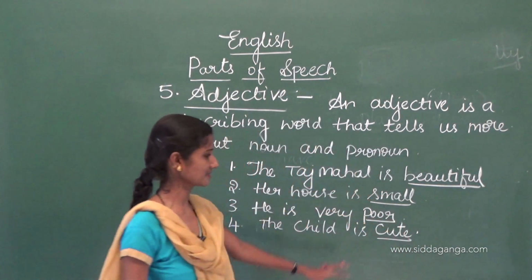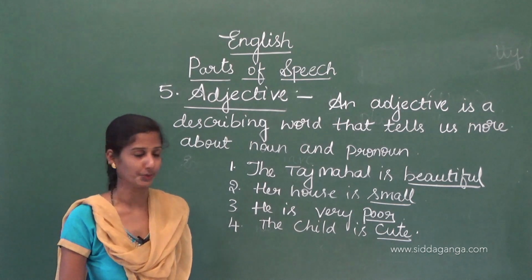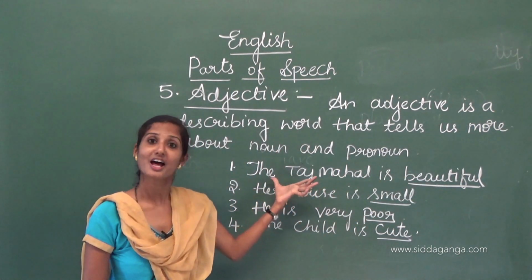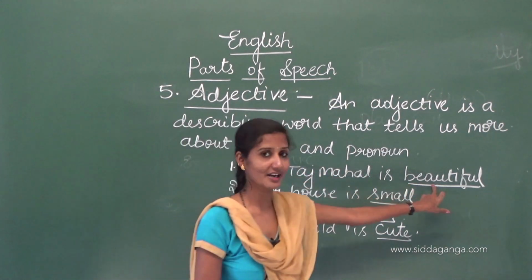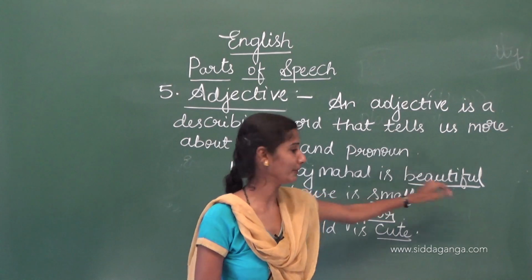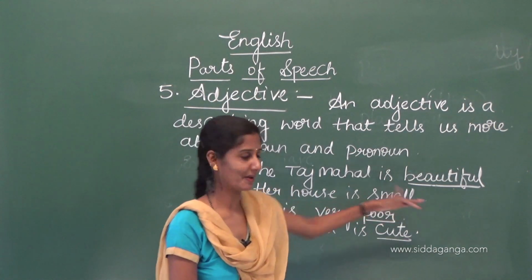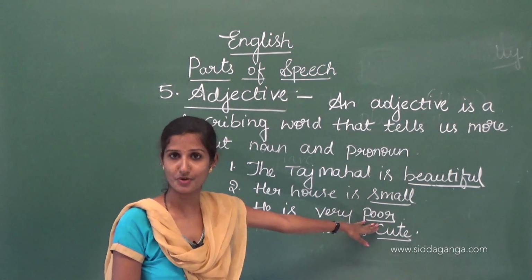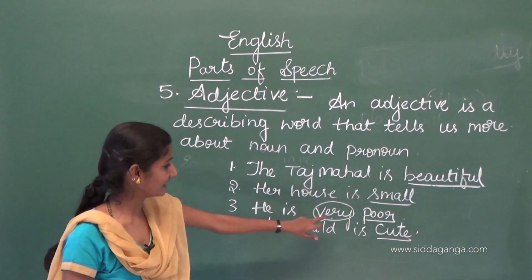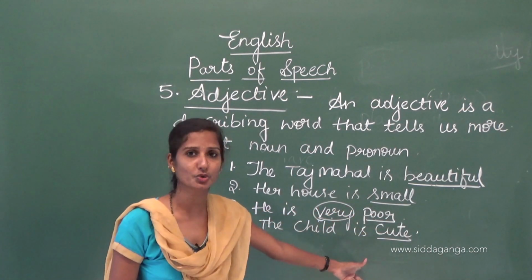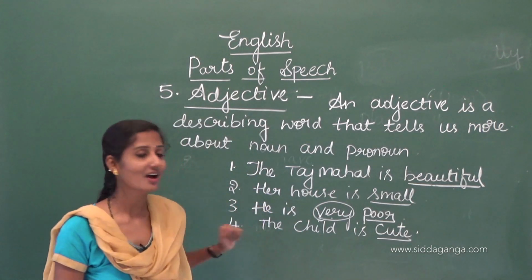Okay. So here again I have written some examples. The Taj Mahal is beautiful. Beautiful is an example for adjective, because this word is telling us about what here? Noun. The Taj Mahal is an example for proper noun. So this word is telling us about the noun. Her house is small. House, noun. How is the noun? Very small. He is very poor. Poor is an example for adjective. Very is an example for adverb because it is telling us about the adjective. The child is cute. Who is cute here? Child. How is it? It is very cute. Then cute is the example for adjective.